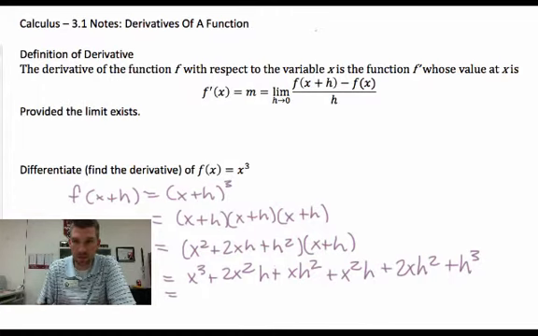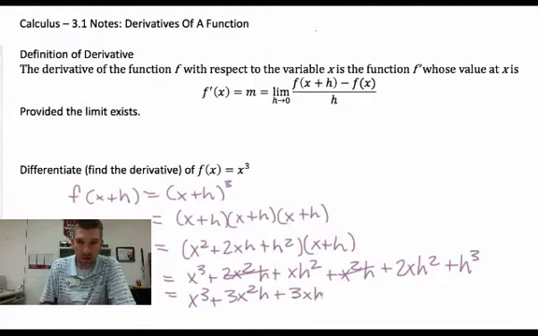And let's see, will any of these things go together? 2x squared h, any other x squared h's here where I've got x cubed plus 3x squared h. So that takes care of this guy and that guy. I've got xh squared and 2xh squared, so plus 3xh squared, that takes care of these two, plus h cubed. Whew, that's a bunch. So now I do my limit process, which is this guy right here.